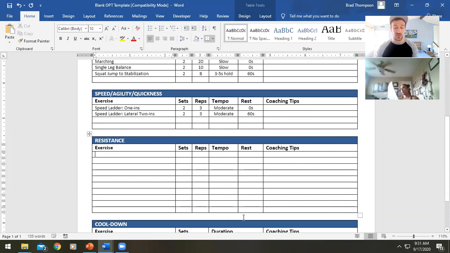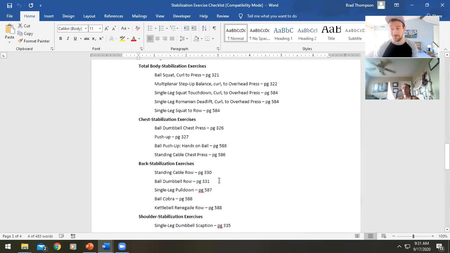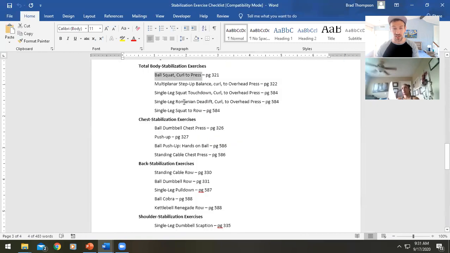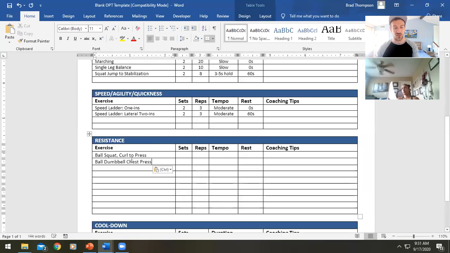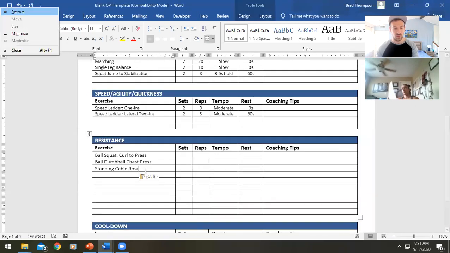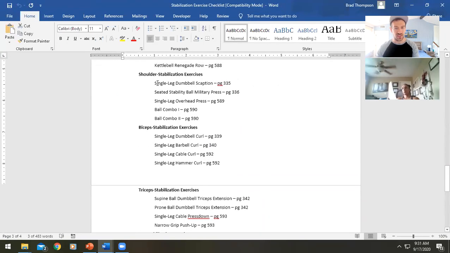And I'm literally going to pick the first exercise, and I wouldn't do this in the real world. I'd base these exercise selections on my client. But again, we're going to keep it really simple. I'm going to go with a ball squat curl to press. That's my total body exercise. I'm going to go with a chest stabilization exercise, which is the ball dumbbell chest press. I'm going to go with a standing cable row. A single leg dumbbell scaption.